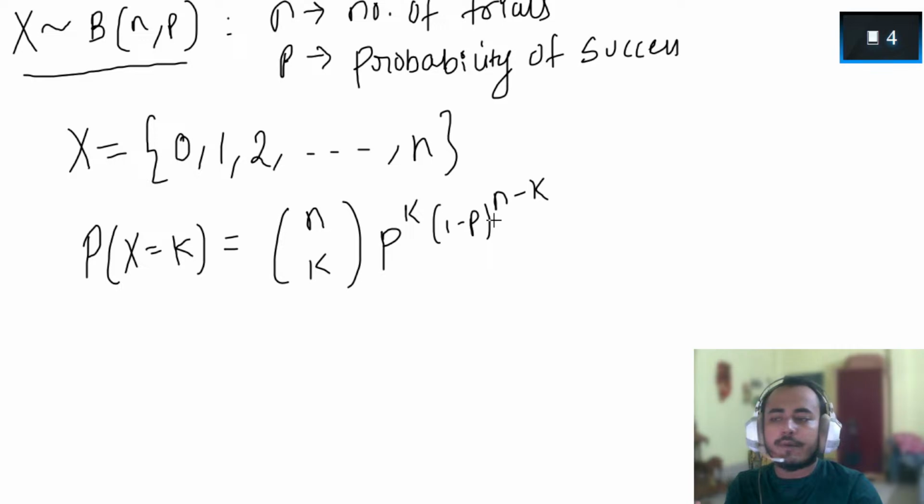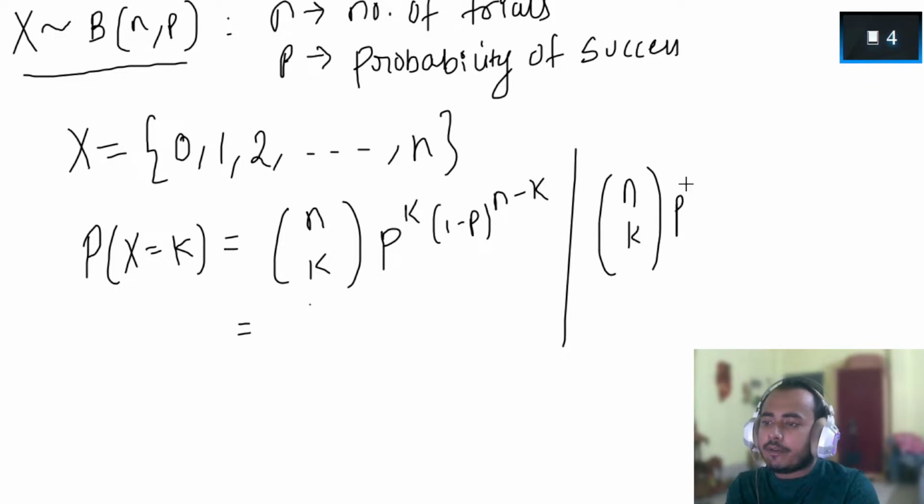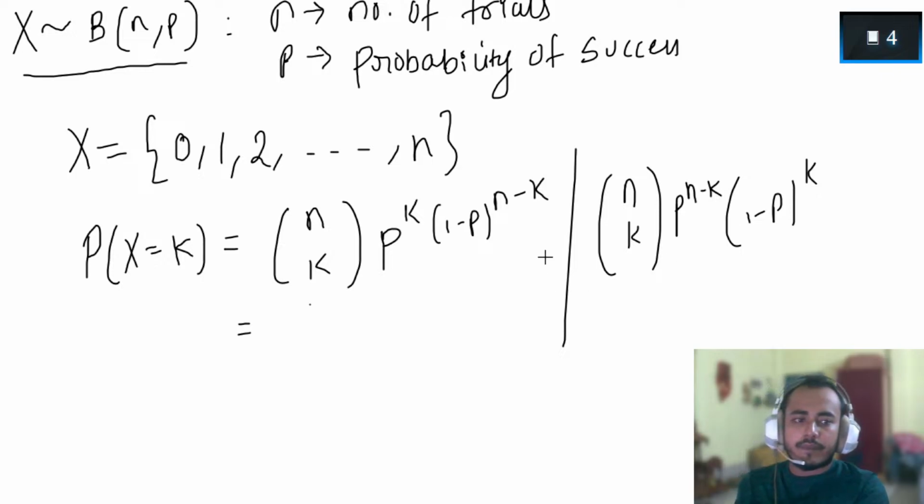So whichever way you define it, it does not really matter. But this is what basically you have. This is the general formula. Okay, you can also define it like this. I will give an alternative sign here. N choose k, p to the power n minus k, (1 minus p) to the power k.